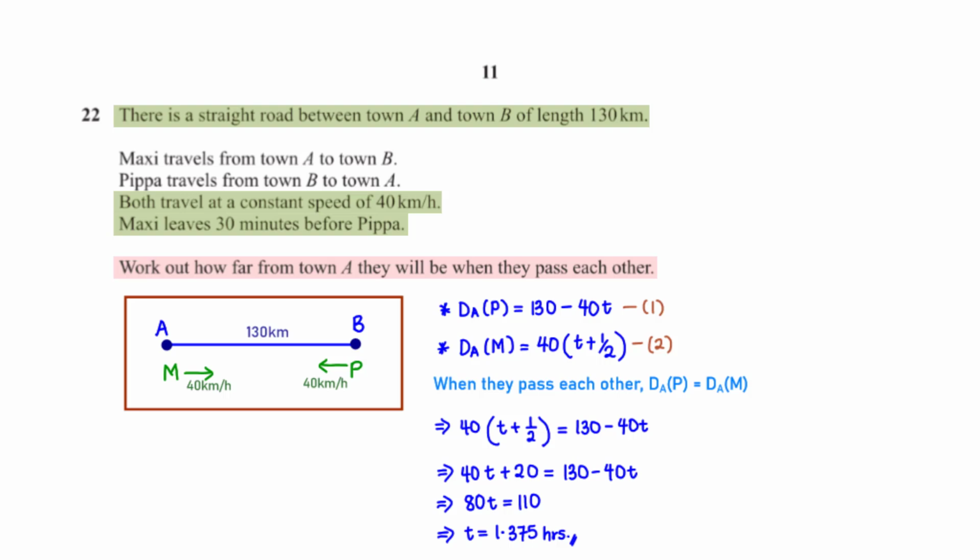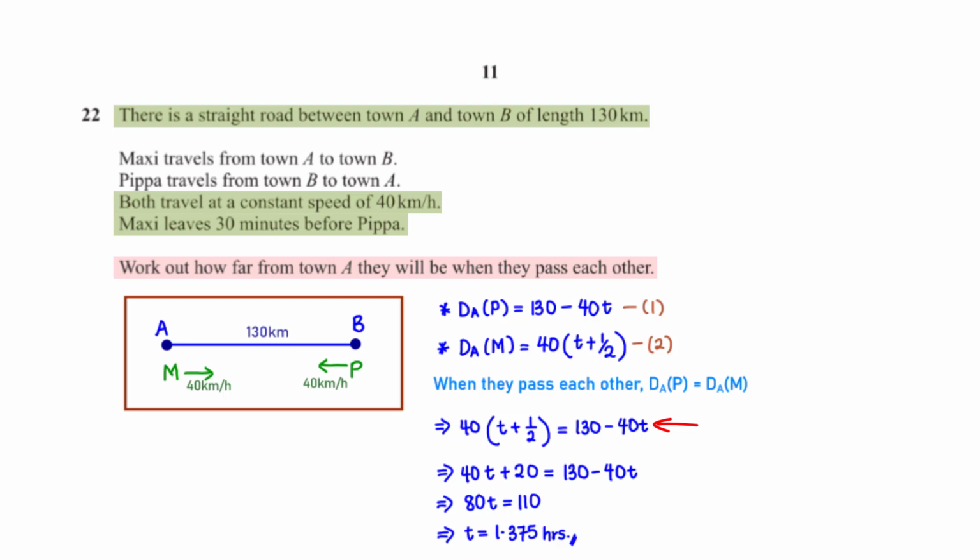For Pippa, the distance she covers will be equal to her speed, which is 40 times the time duration, which is t. This means her distance from point A would be 130 minus 40t. Since Maxi leaves 30 minutes ahead of Pippa, her time duration would be t plus half hours. So Maxi's distance from point A would be 40 times t plus half. At the point when they pass each other, their distance from point A would be equal. So we have 40 times t plus half equals 130 minus 40t.